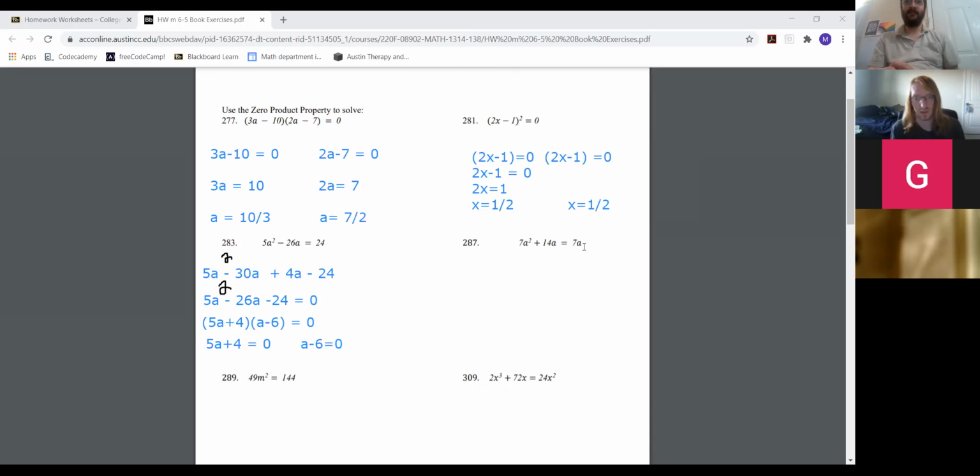These aren't so bad. So you have to move terms over. Always remember to factor out a GCF. Move terms over. All right, I'm gonna go see if group 3 needs help.